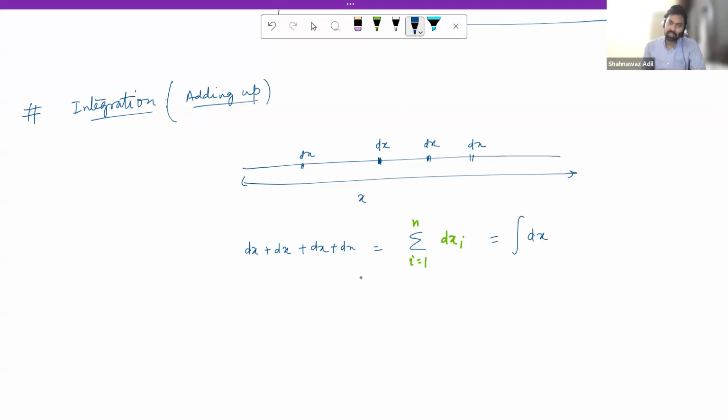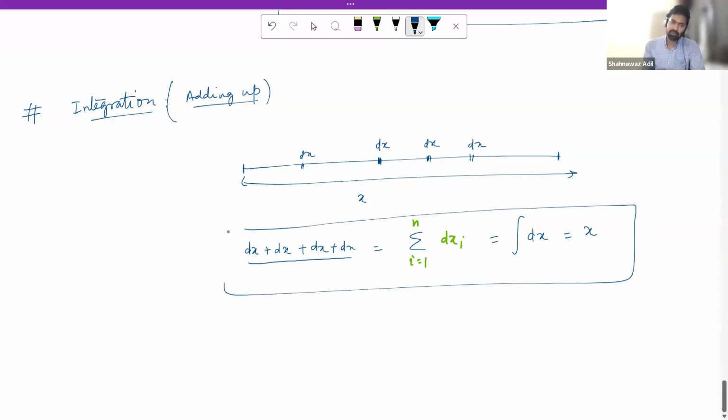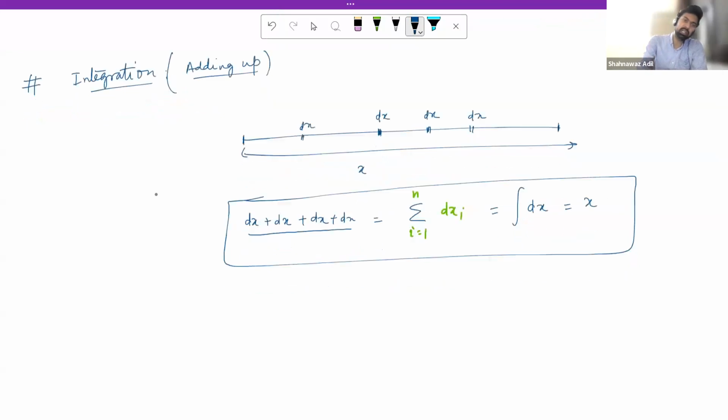So can you tell me, if I sum all these dx, what will I get? x. x, right? So if I completely sum it up, then it will be x. Good. Now, what is the meaning of this thing?